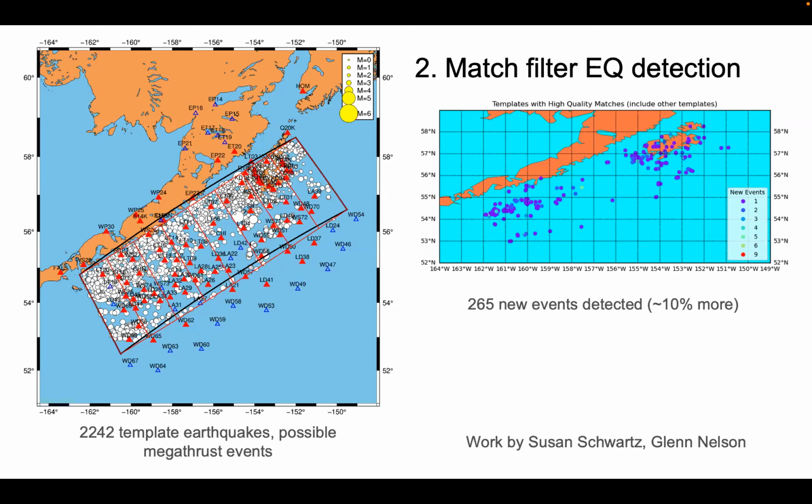It's nowhere near as good as they were able to do in Southern California, for example, but there are some pretty good reasons for that. Mostly that this experiment was a lot shorter in duration, so there are fewer templates, and the stations are a lot further apart. So this is another kind of modest increase in microseismicity.